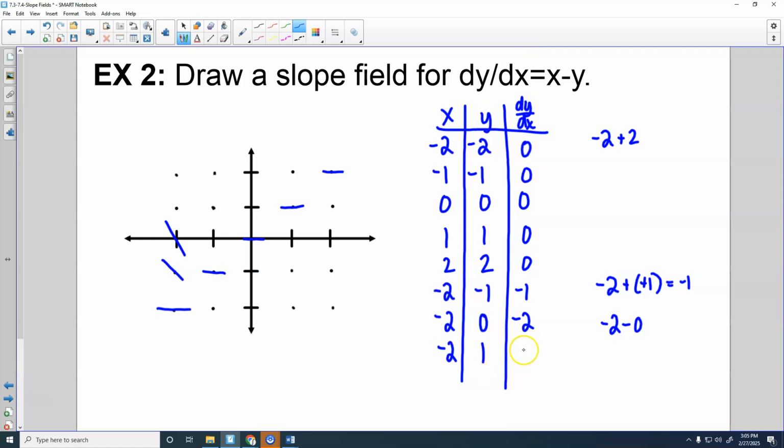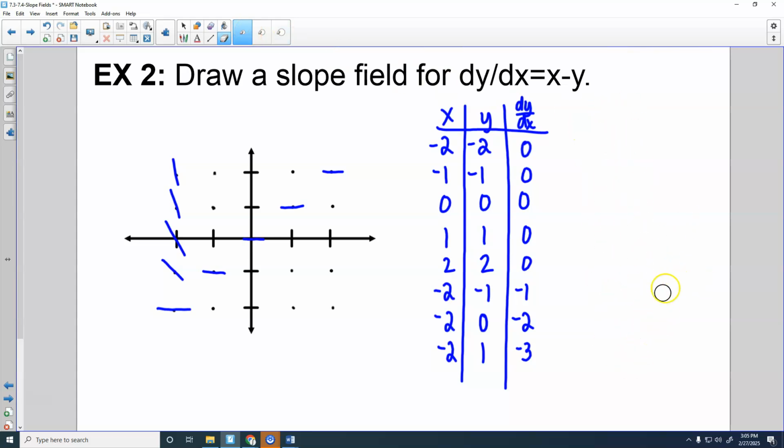-2, 1. What's that going to give us? -3. Again, you can kind of see a pattern happening here, like it's getting more steep. What do you think the next one's going to be? -4 right there. And they start to get so steep you can barely tell the difference. So that takes care of just that line right there.